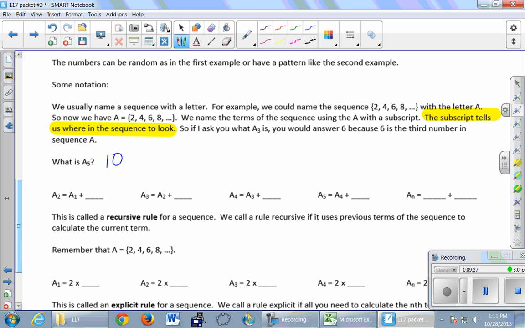Okay, let's see if we can fill in some information here. A2 and A1. All right, what is A2, which is the second number in this list? It's 4. What is A1? It's 2. And now we're filling in the blank to make a true equation. What number do I have to add to make it true? I add 2. Can you guys write that same kind of blue thing for the other blanks, and then we'll come back together.